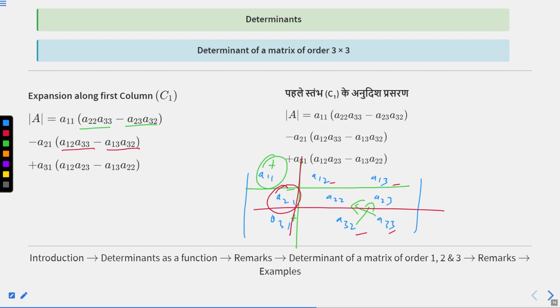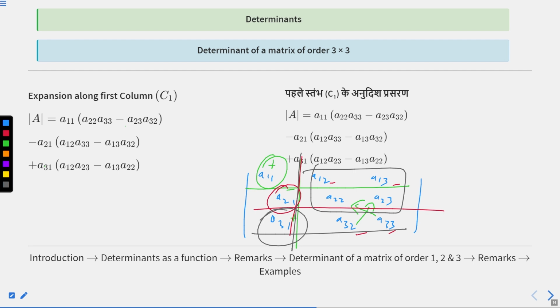Okay, so far so good. Now if you choose this entry, you have to remove this row and this column. You are only left with these. So A12, A23, A22, A13, and put a minus sign. So the pattern follows. Same pattern we are using again and again.